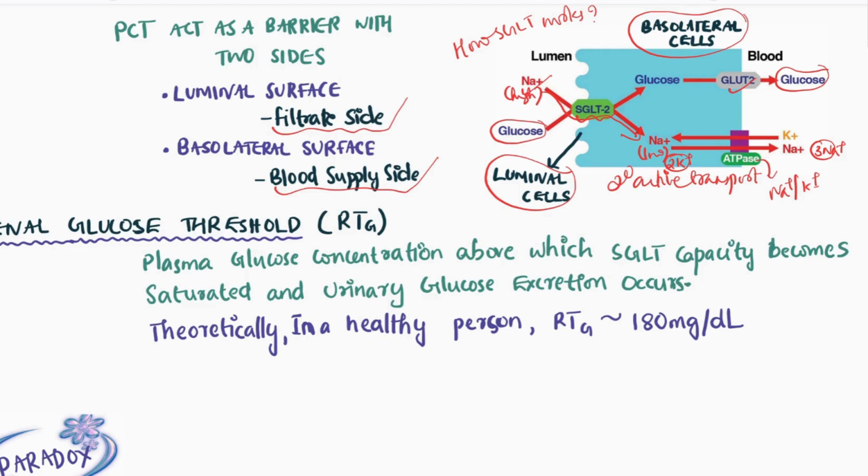Once glucose enters the tubular cell by the sodium glucose cotransporter, it exits on the basolateral side through the GLUT2 transporters by facilitated diffusion. Then it diffuses into the blood, completing the reabsorption. Sodium, meanwhile, is pumped back out into circulation by the sodium potassium ATPase, keeping the cycle going.